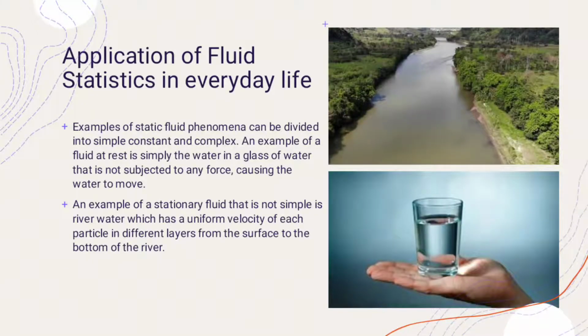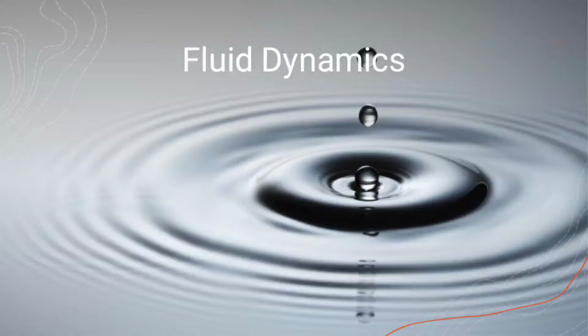Application of fluid statics in everyday life. Examples of static fluid phenomena can be divided into simple, constant, and complex. An example of a fluid at rest is simply the water in a glass, which is not subjected to any force causing the water to move. Another example of a stationary fluid that is not simple is river water, which has a uniform velocity of each particle in different layers, from the surface to the bottom of the river.